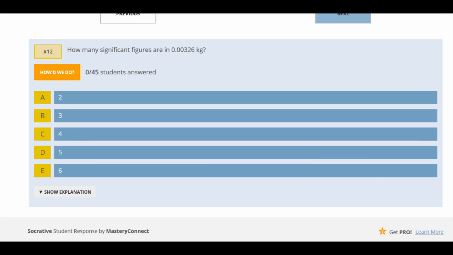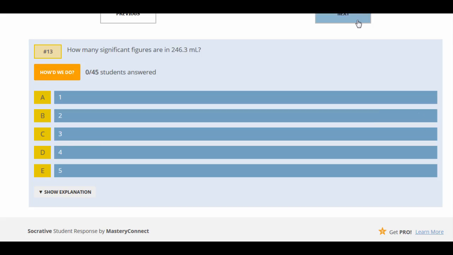Next up, we have 0.00326 kilograms. How many significant figures in this one? Get your answers locked in. We'll count down. 5, 4, 3, 2, 1. This one here has 3 significant figures because these zeros are called leading zeros, and they do not count. So we count 1, 2, 3 significant figures.